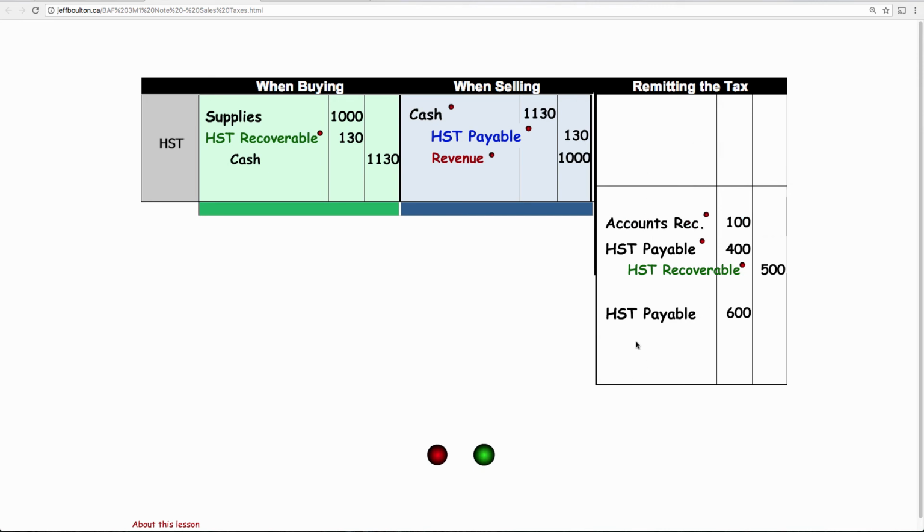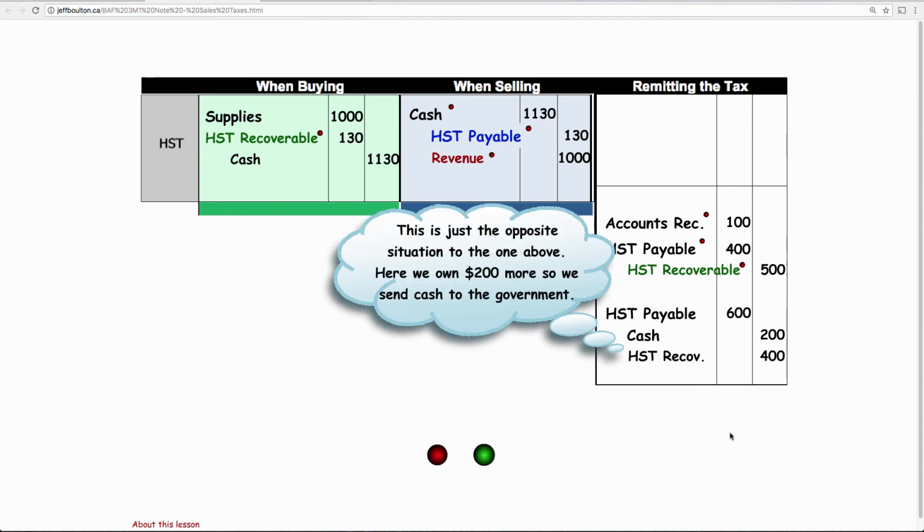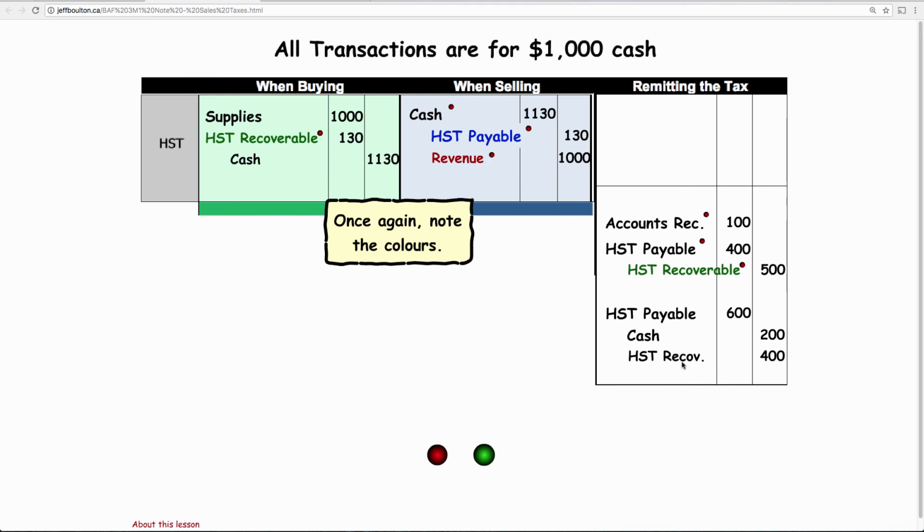When the opposite is true and the payable is larger, in this case I said the payable was $600, we do the same thing. We debit the payable to clear it out and credit the recoverable. Right? So here we said that HST recoverable was $400 and payable was $600. So we debit the liability account to zero it out. We credit the recoverable that is owed to us to clear it out. The difference is $200 and the payable is larger, so we owe more than the government owes us. And so we send a check to the government for the difference, $200.